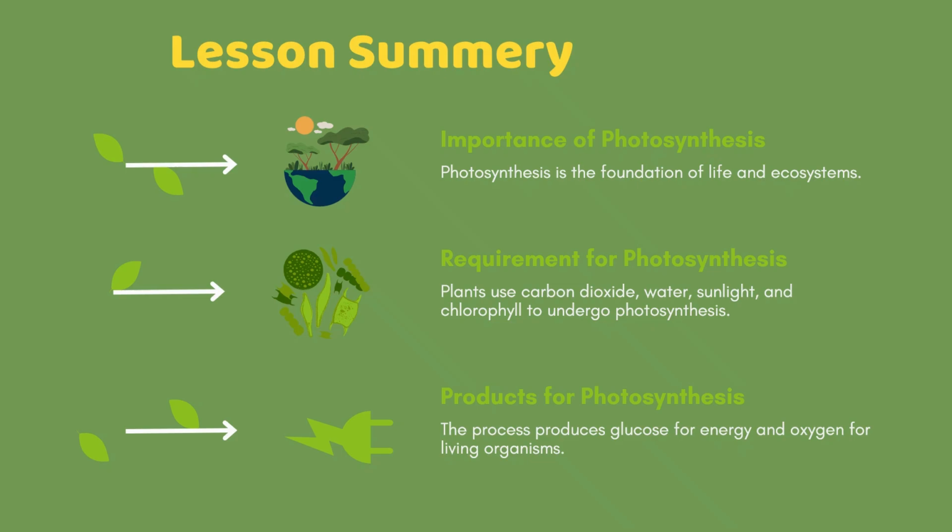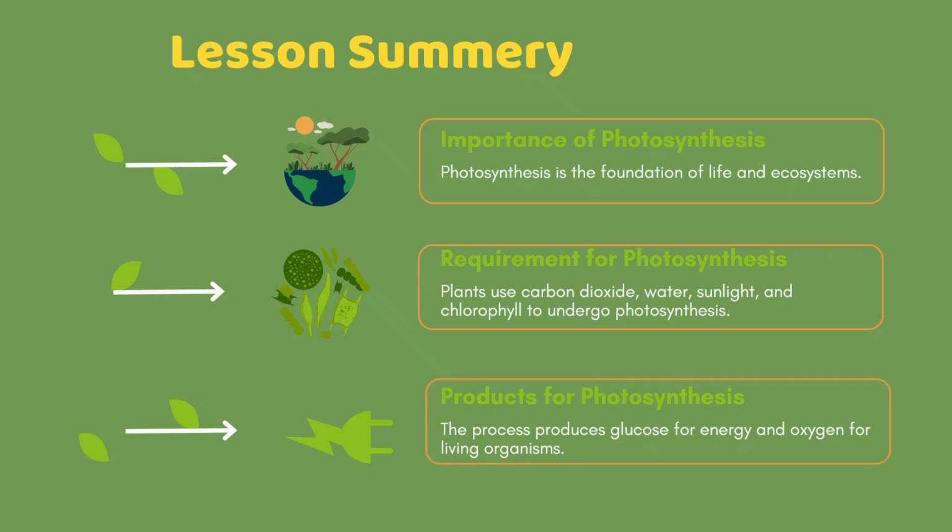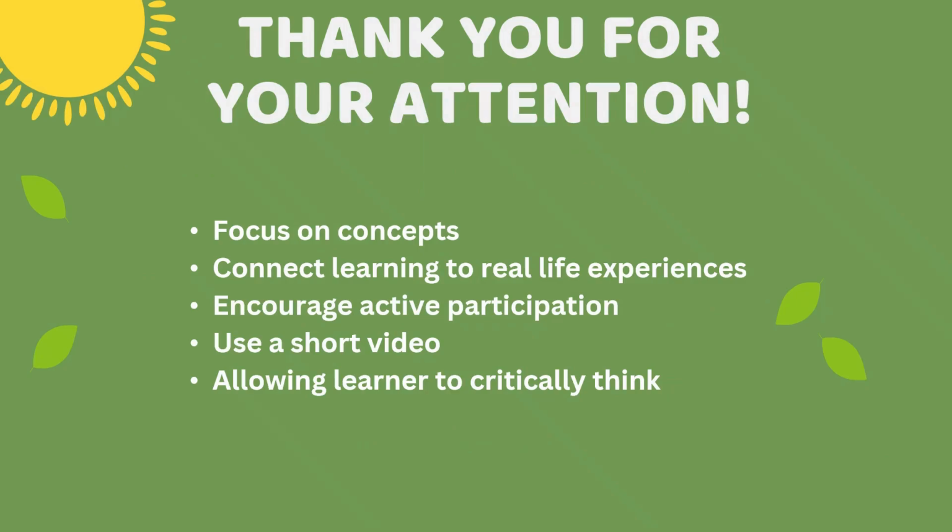Okay, now let's wrap up with a short summary of what we have learned. First, photosynthesis is important because it is the foundation of life and ecosystems. Secondly, the requirements are carbon dioxide, water, sunlight, and chlorophyll. Thirdly, the products are glucose, which gives plants energy, and oxygen, which we all need to survive.